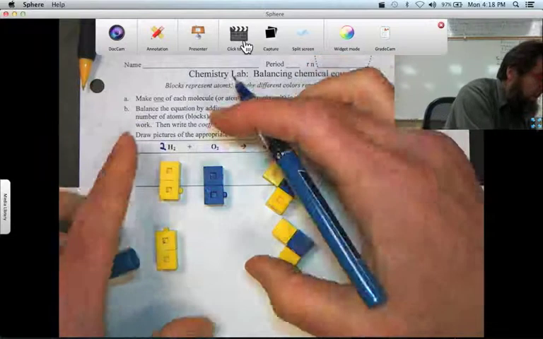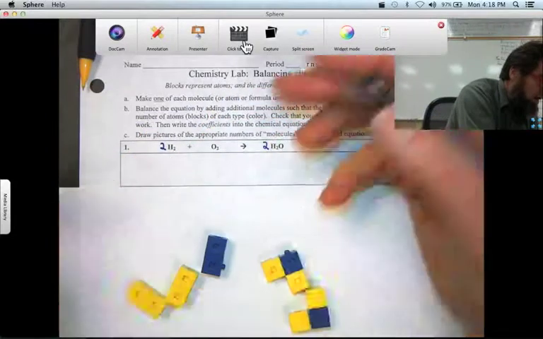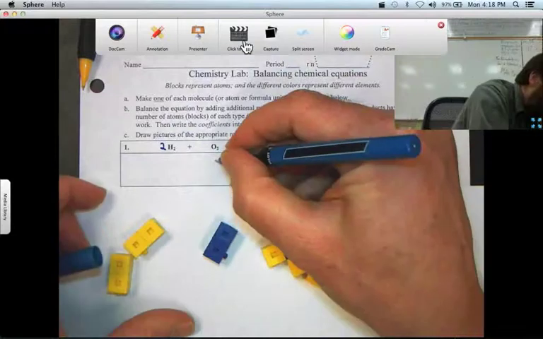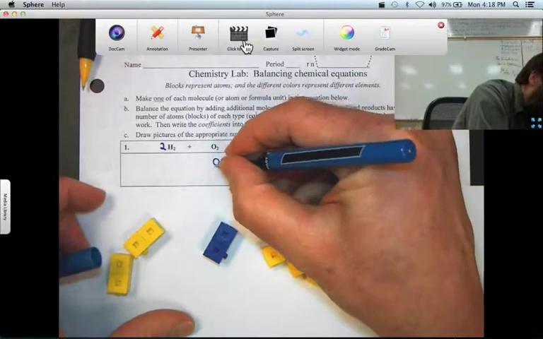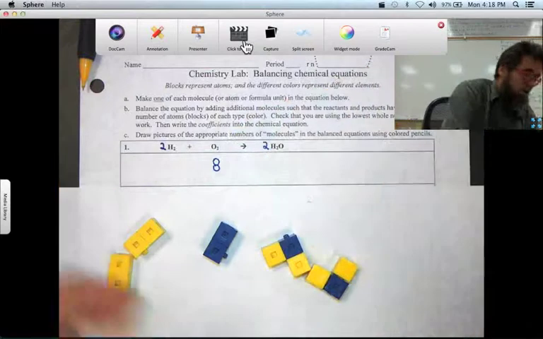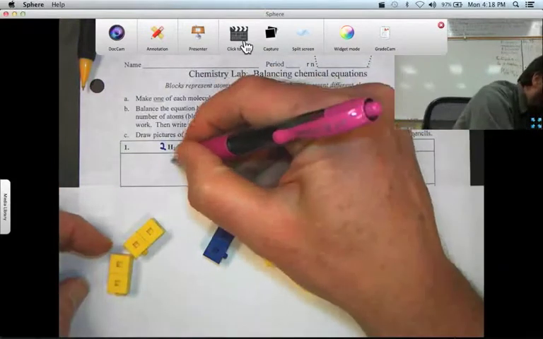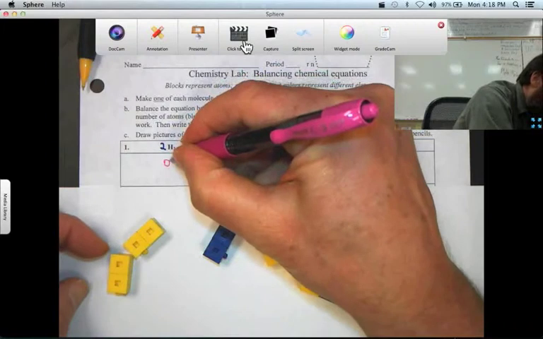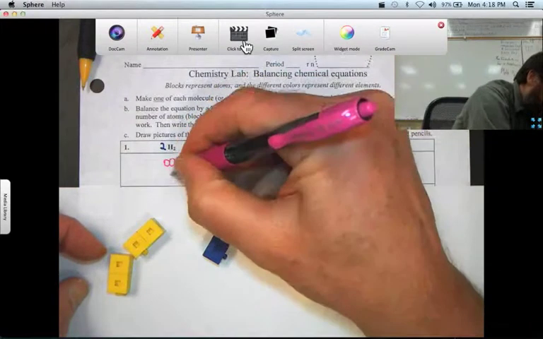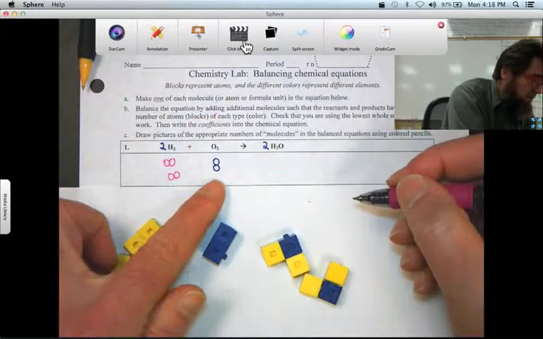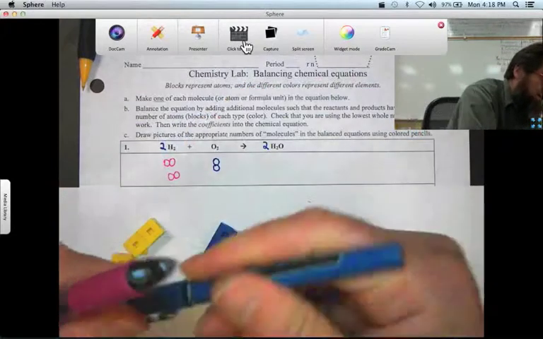Now what's left is to draw it. We're going to draw these molecules. Let's see, O2. You could use different colors. There's an O2 molecule. Yellow wouldn't show up very well for hydrogen, so instead I'm going to do my hydrogen as pink. There's one H2. There's two H2 plus O2 gives us two H2O.